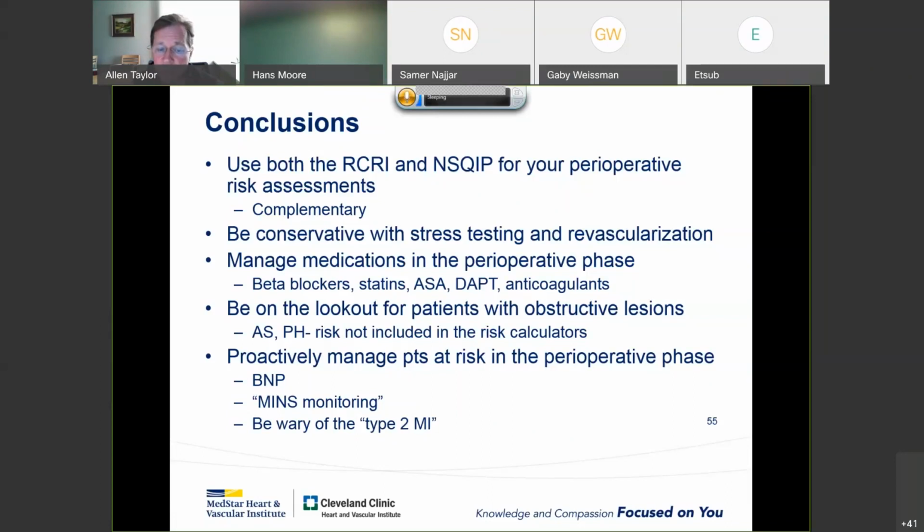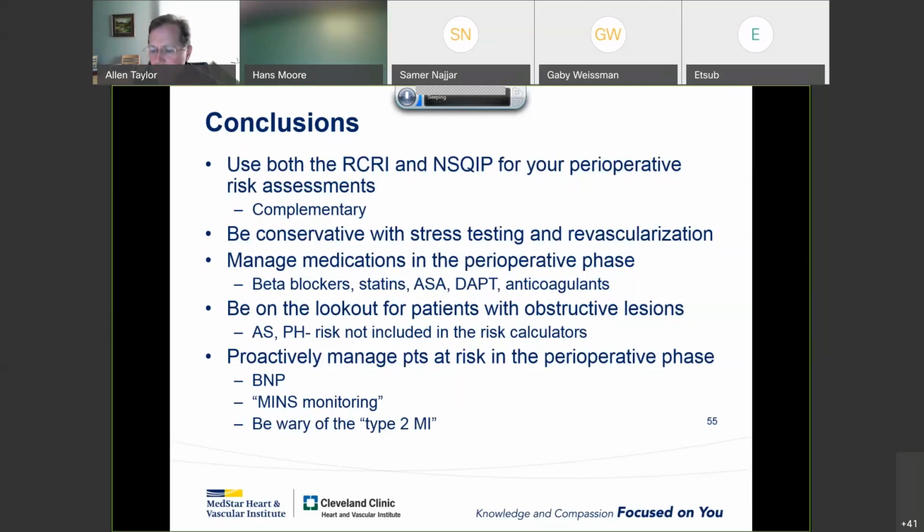In our system, be on the lookout for patients with obstructive lesions, particularly AS and PH. Those aren't in the risk calculators, and they'll burn us if we don't look for them. And lastly, and hopefully most importantly, I want to push us as a team to more proactively manage these patients in the perioperative phase with biomarker surveillance.